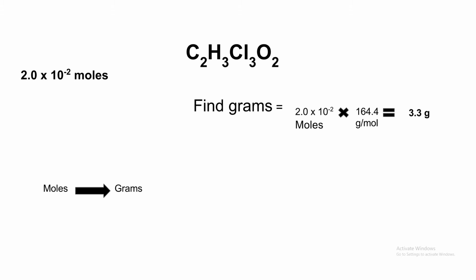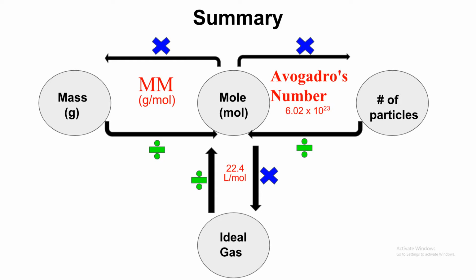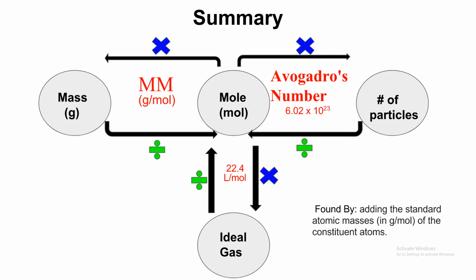Basically this is just a quick rundown of how you can use this mole map to go back and forth. So in summary, we have the entirety of the mole map here, showing how to go back and forth. Going out is multiplying, going back in is dividing, and it's always like that, using molar mass, Avogadro's number, or the 22.4 liters per mole preset to go back and forth between these. So, just a summary, the way to find molar mass is by adding the standard atomic masses in grams per mole of the constituent atoms.